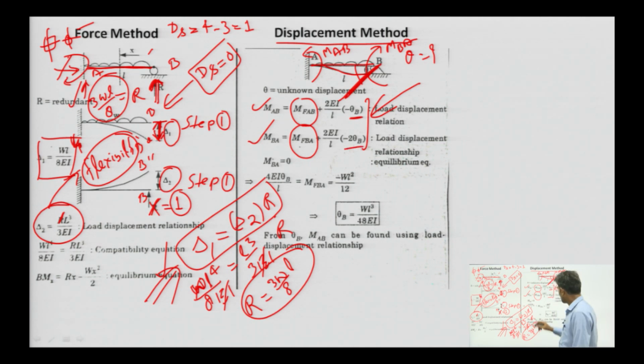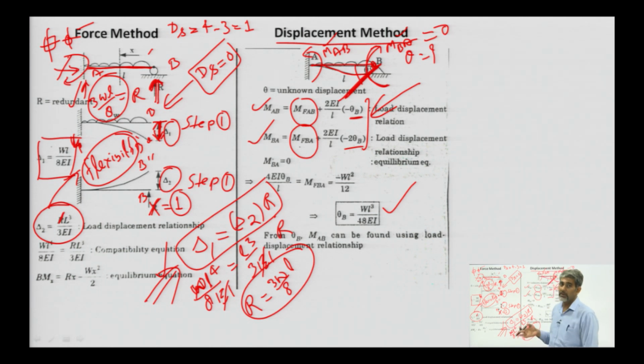These are the equations. After writing this equation at point B, apply the equilibrium equation, and the equilibrium equation will be M BA is equal to 0. When we put this, then we will get the value of theta B. After having this value theta B, put the value of theta B here and find the value of moments M AB and M BA. This is actually the slope deflection method.